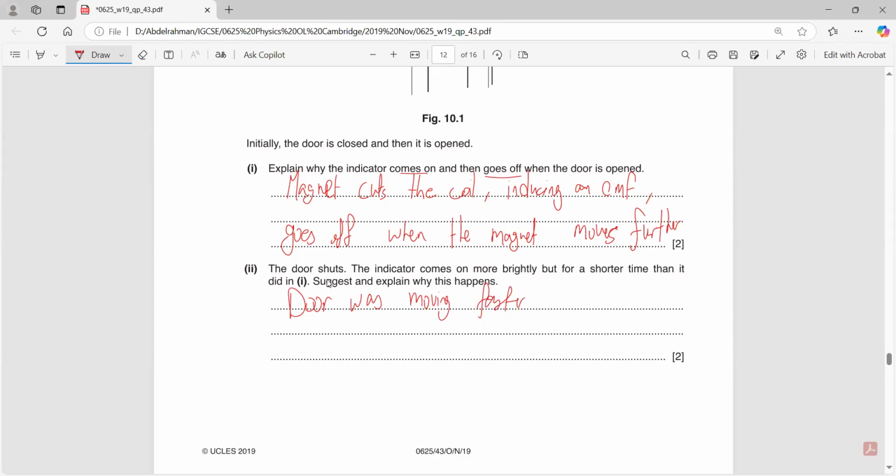The door was moving faster, and the magnet was moving faster. That's the first part of the question. If he's saying more brightly, and then for a shorter time, so the magnet cut the coil for a shorter amount of time. For a shorter time. Okay?